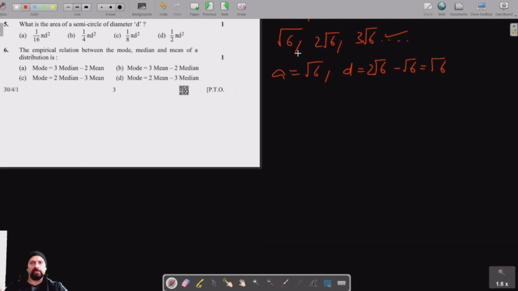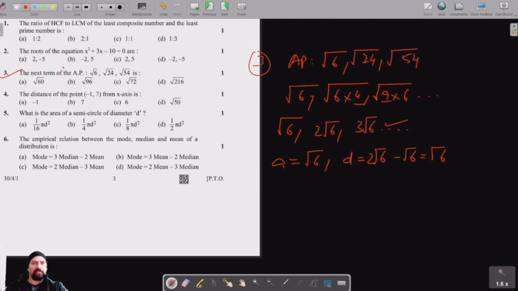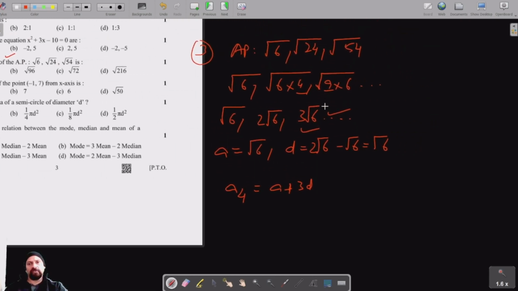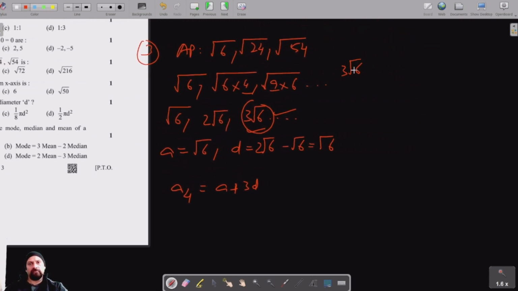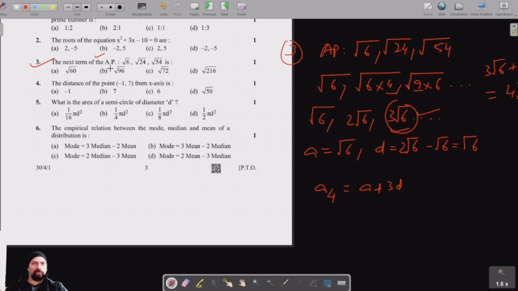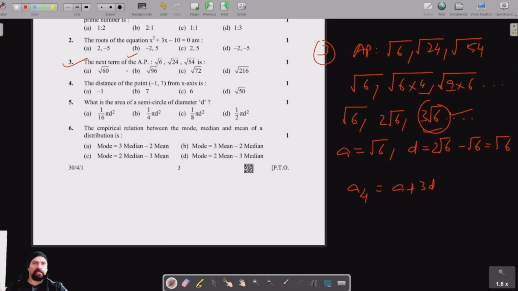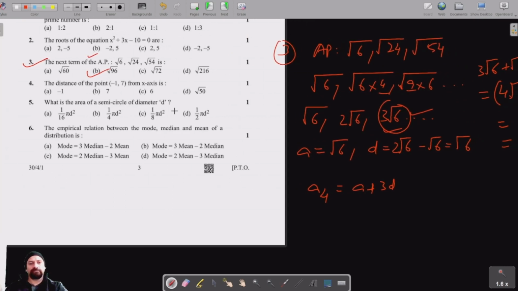It's given that we have to find the next term, that is the fourth term. So the fourth term is a plus 3d, or you can add root 6 to the third term. If we add root 6 to the third term, that will give us the fourth term, which is 4 root 6. But we don't have any of the options here, so let's just square this, which gives us 96. So this is root of 96. 4 squared is 16, and 16 into 6 is 96. So root 96 is the fourth term.